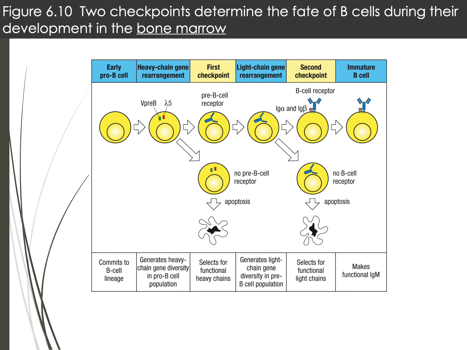The second round is where we have our light chain assembled with the heavy chain, and so we're expressing our B cell receptor, or at least our potential B cell receptor. If that receptor doesn't work out, so if that pairing of the light chain and heavy chain doesn't work out, then the cell will go into apoptosis. If the pairing does work out, then the cell moves on to the immature B cell stage, and that's where it can undergo negative selection in the bone marrow prior to going to secondary lymphatic tissues.